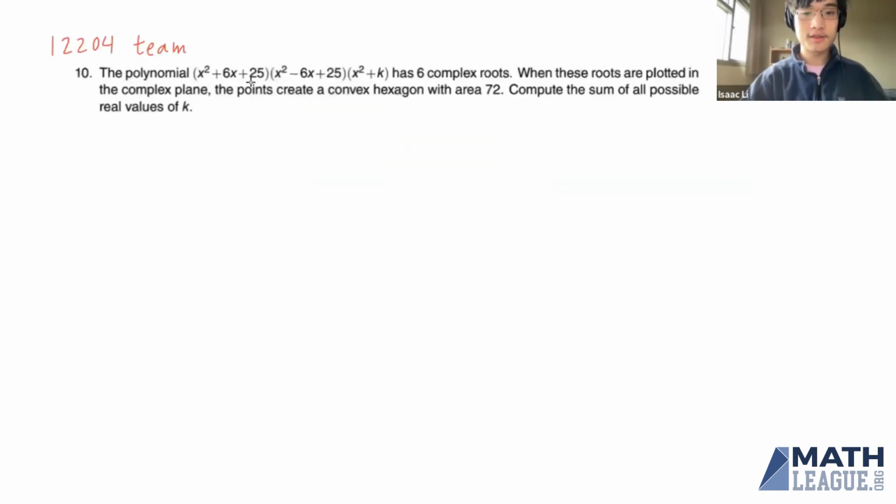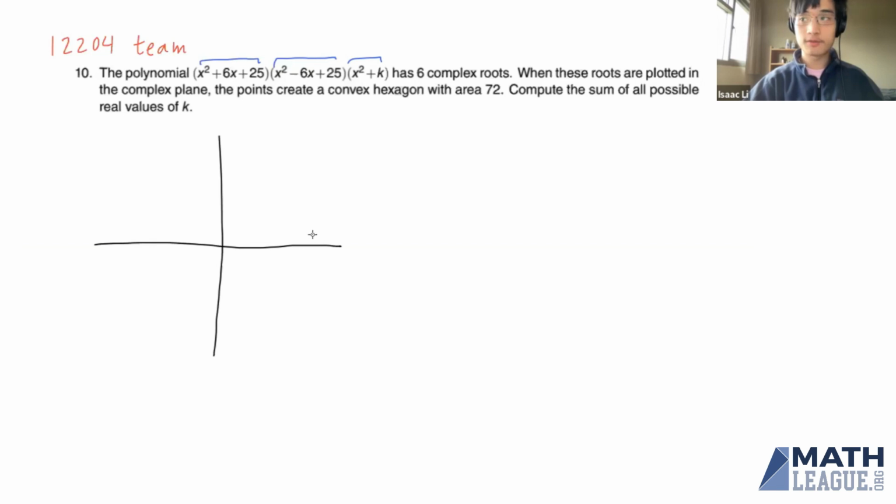The polynomial as follows, with this quadratic and this quadratic, has 6 complex roots. When these roots are plotted in the complex plane, the points create a convex hexagon with area 72. We want to find the sum of all possible real values of k.